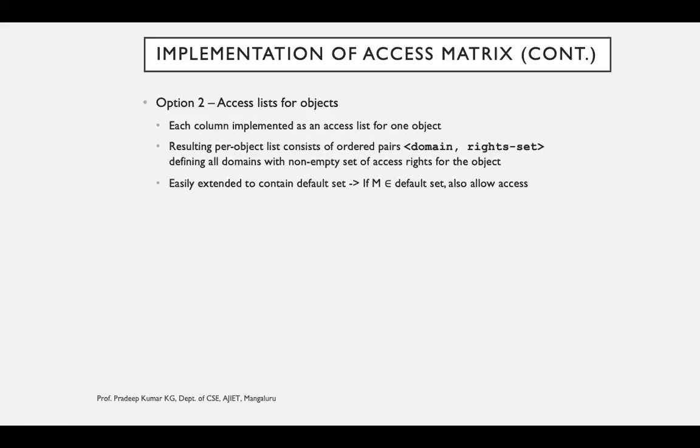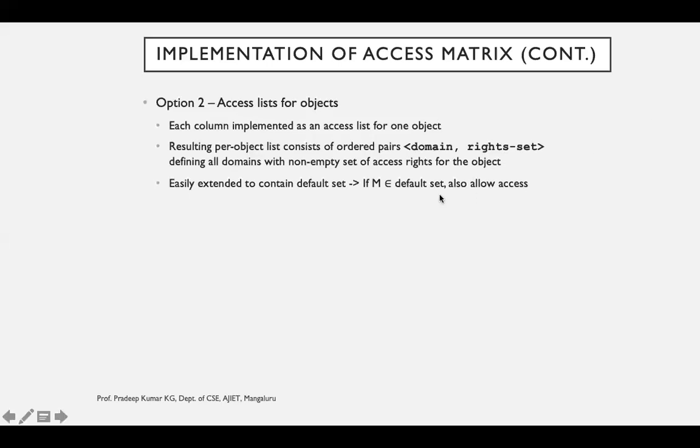The third part is that we can easily extend it to contain a default set. For example, consider the similar example, still with 50 domains. Sometimes it is not certain whether a particular domain wants to access that particular object or not. Then we can have a default set, that means just read permission, allowing access.